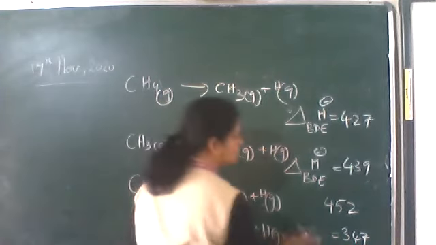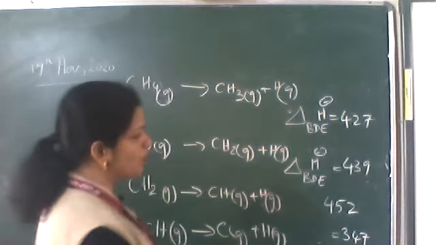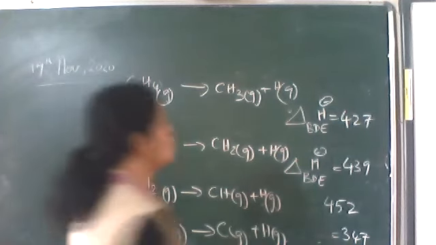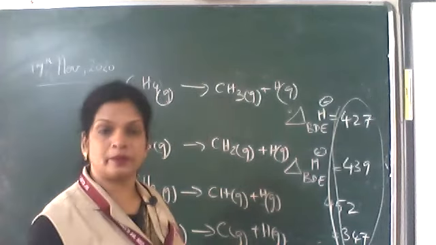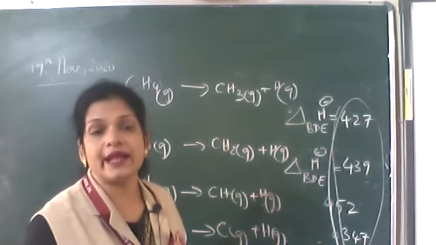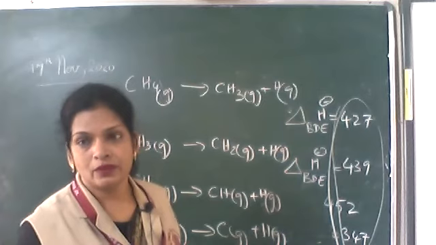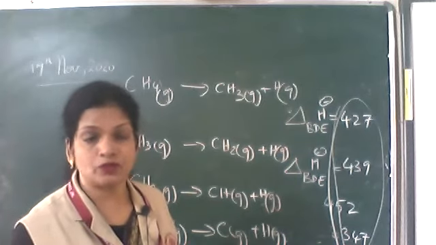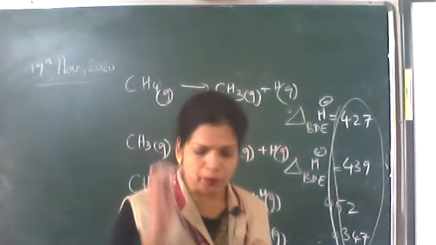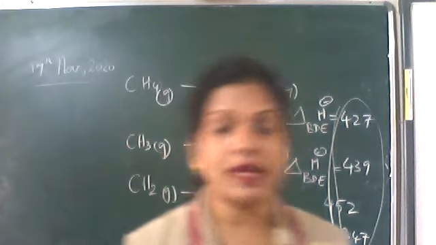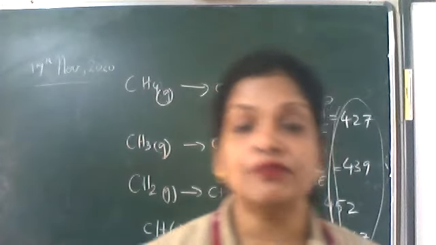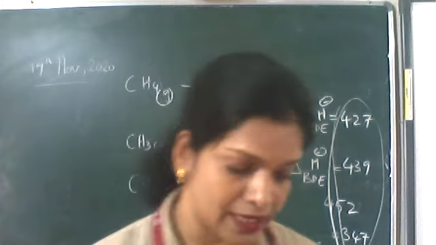So according to the environment, when you add all these 4 things, you'll be getting 1665. What is the average? Divided by 4. That is 416 kilojoules per mole. So to break the same bond, if the environment is different, different bond enthalpies are required.